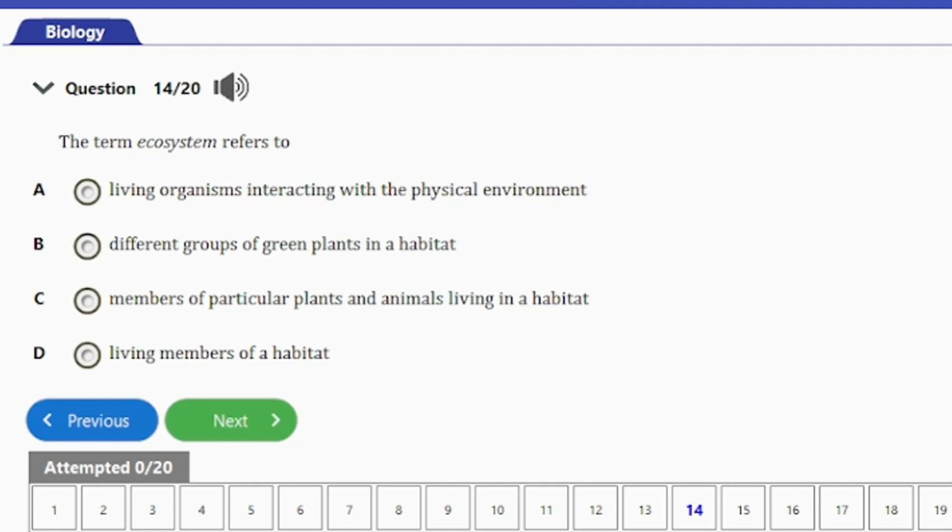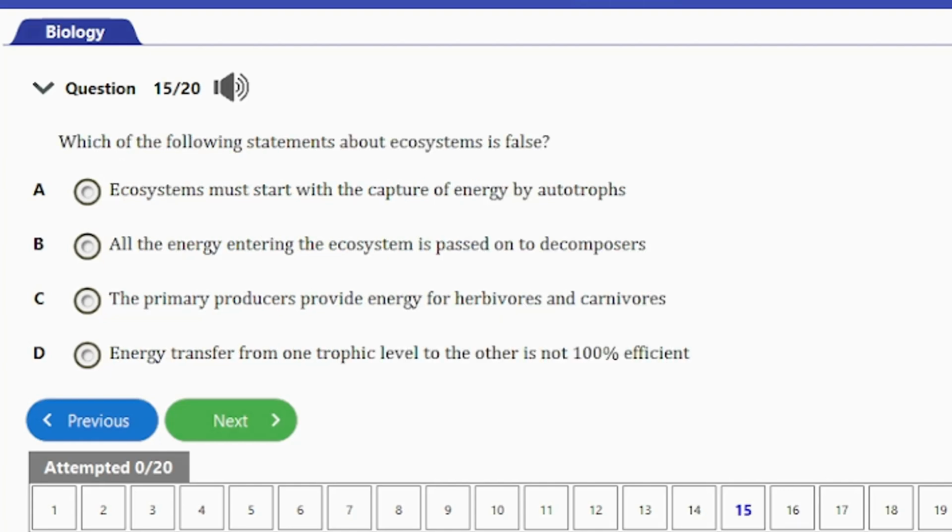It says, the term ecosystem refers to A, living organisms interacting with the physical environment, B, different groups of green plants in a habitat, C, members of a particular plant and animals living in a habitat, D, living members of a habitat. So guys, the answer to this question is option A, and that's living organisms interacting with the physical environment. Let's consider the next question, question number 15. Here it says, which of the following statements about ecosystem is false?